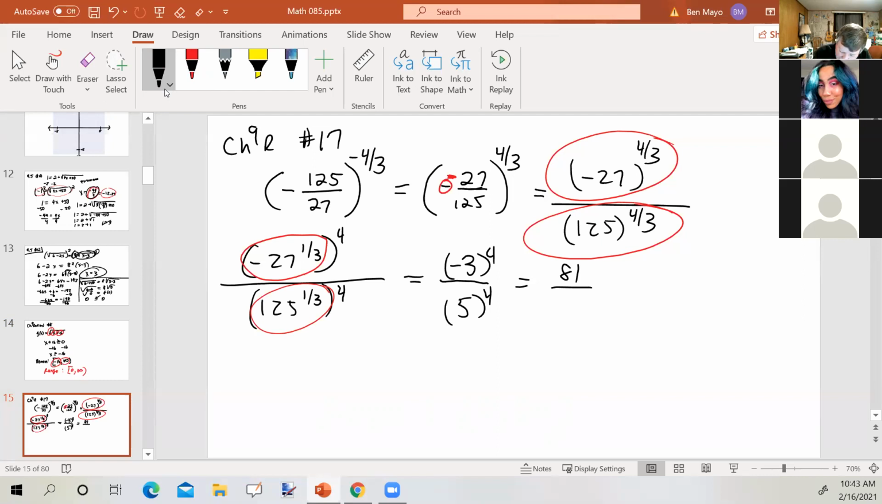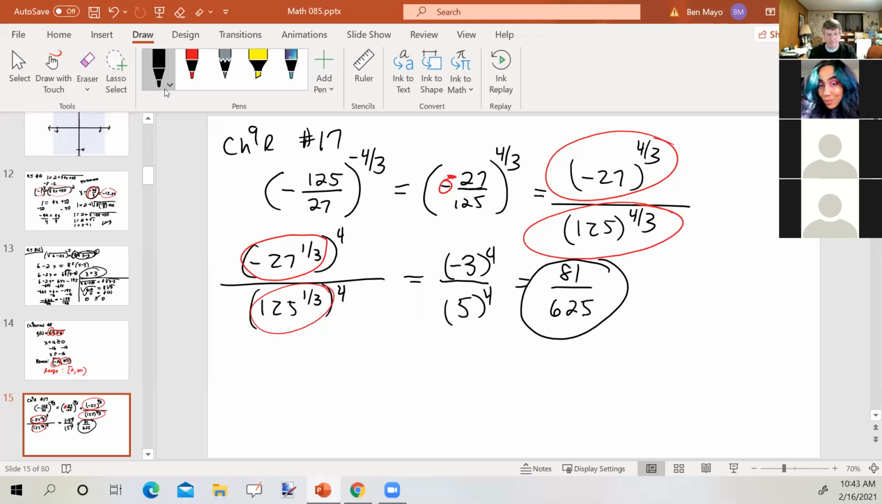5 times 5 times 5 times 5 is positive 625. And this answer won't reduce because the factors at the top are 3s and the factors at the bottom are 5s, and that doesn't reduce. So your final answer would be 81 over 625.